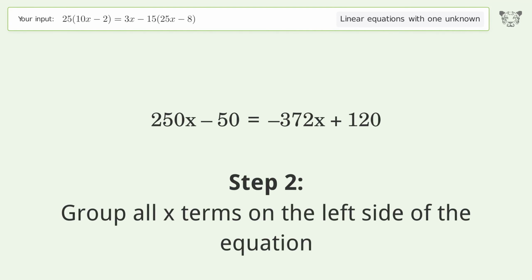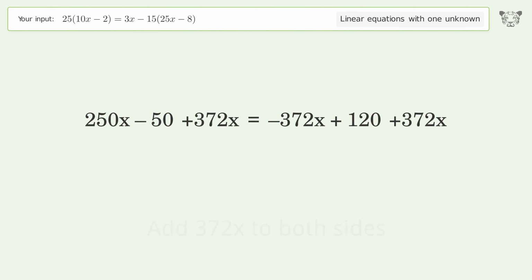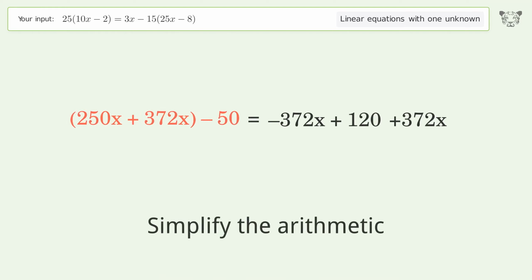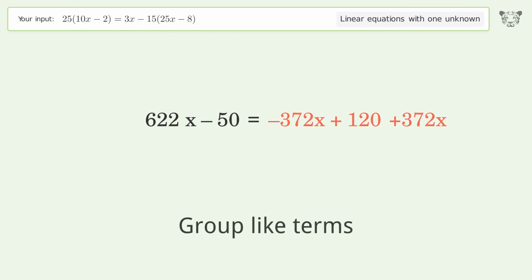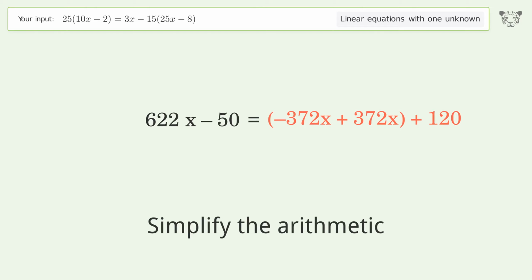Group all x terms on the left side of the equation. Add 372x to both sides. Group like terms. Simplify the arithmetic. Group like terms. Simplify the arithmetic.